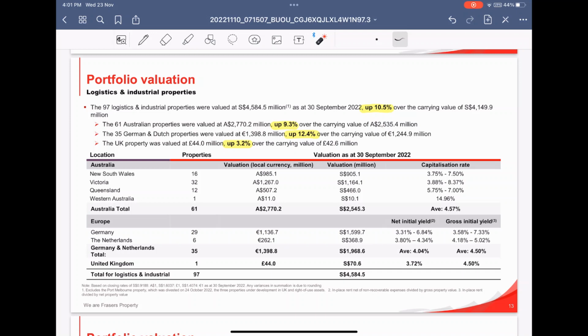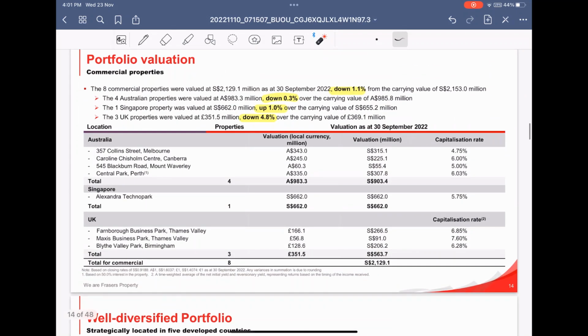However, for commercial properties, if you see of the Australian 4 properties, 1 Singapore and 3 UK properties, they also have a very common thing, is that their valuation actually dropped. As you can see here, although it's a slight value, it's not a good thing to see properties drop in valuation as compared to increasing.